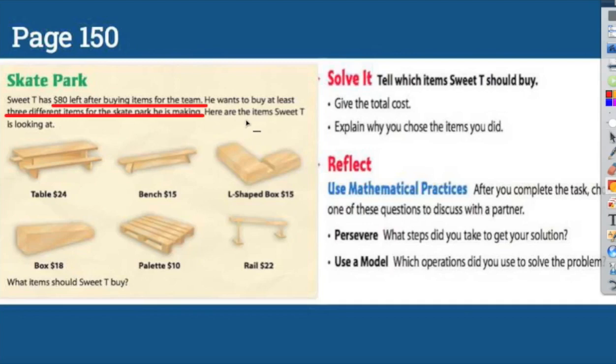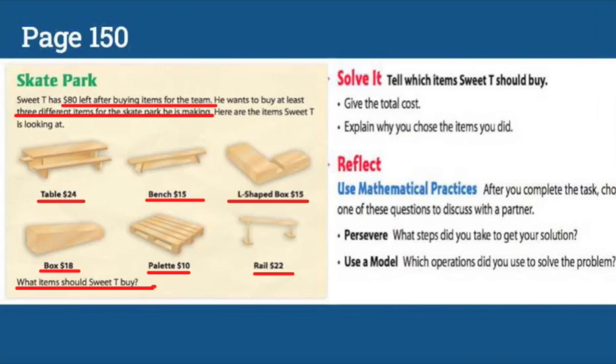Here are the items Sweet Tea is looking at. So he's looking at a table for $24, a bench for $15, an L-shaped box for $15, another box for $18, a pallet for $10, and a rail for $22. What items should Sweet Tea buy? Now remember, we only have $80. So you can only total $80.